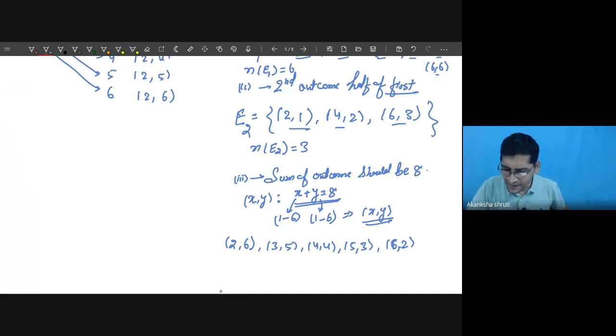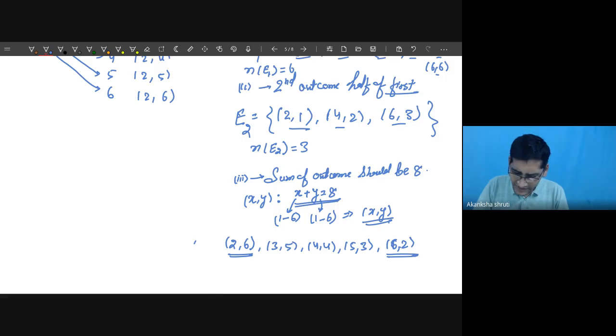Means in this pair, 2, 6 and 6, 2, these two are different. Getting it? Because the first one is from the first die and the second one is from the second die. So these are ordered pairs. So do not think 2, 6 is the same as 6, 2. No, these two are different. We have to count it as 2.